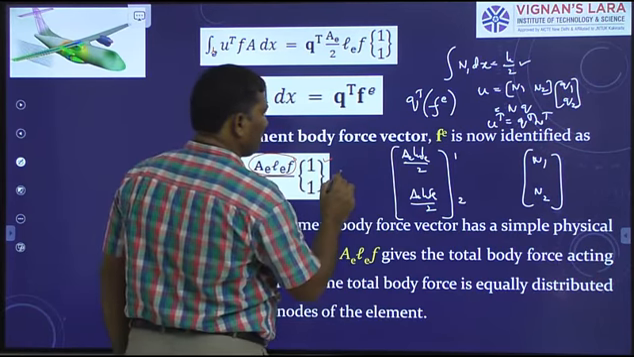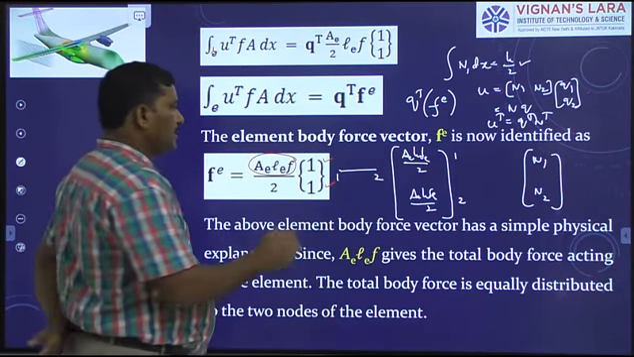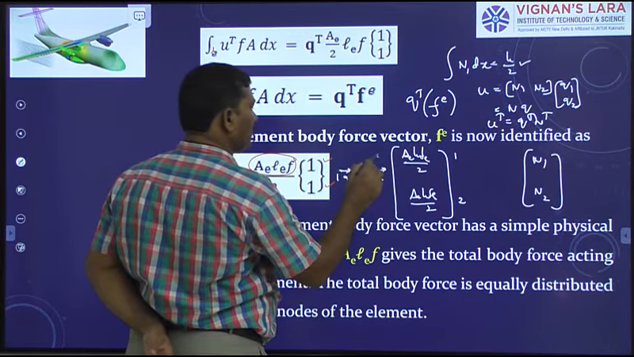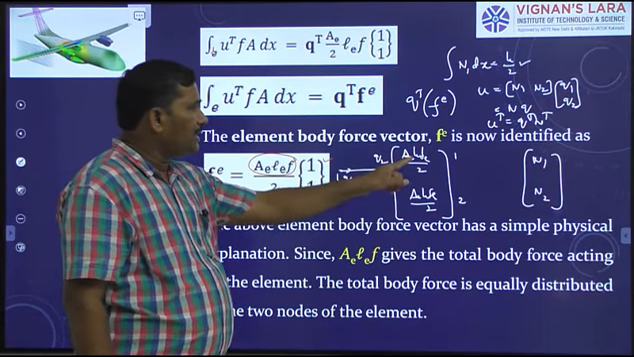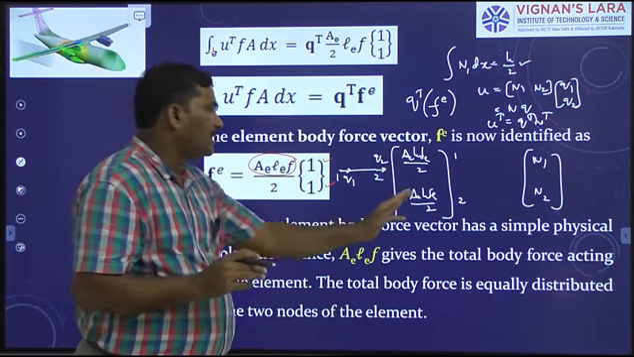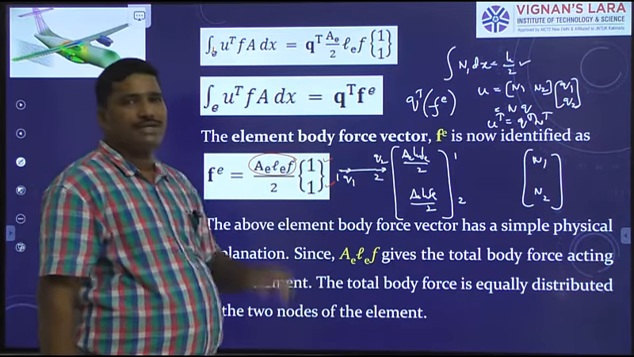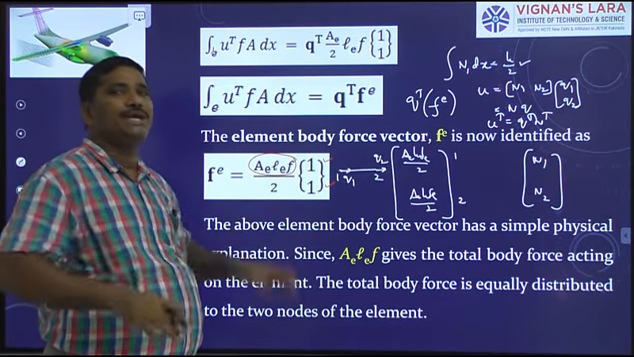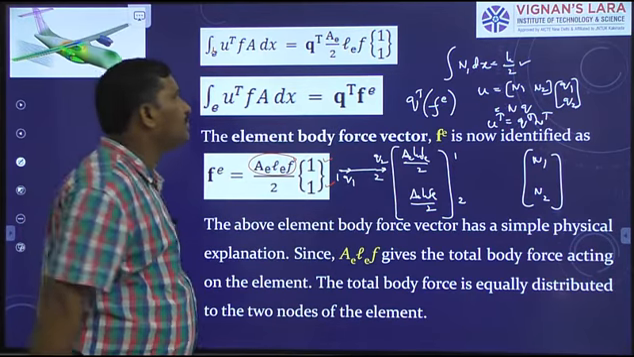So when you take a one-dimensional element connecting two nodes, say 1 and 2, node 1 has 1 degree of freedom, say Q1, and node 2 has another degree of freedom, say Q2. AE LE FE by 2 is half the body force, and AE LE FE by 2 is half the body force. So what we can understand from this matrix is that the total body force is equally shared by both the nodes.